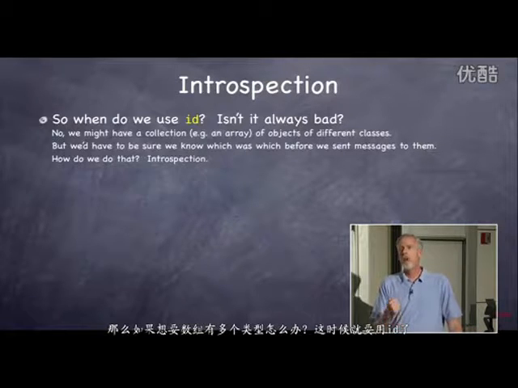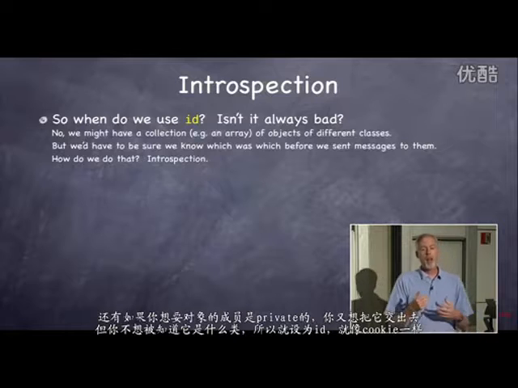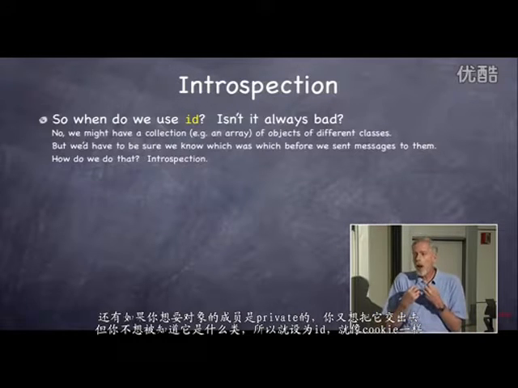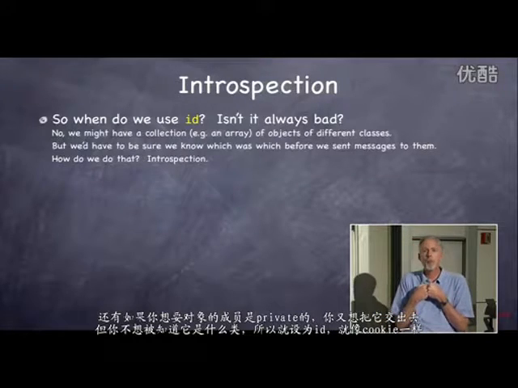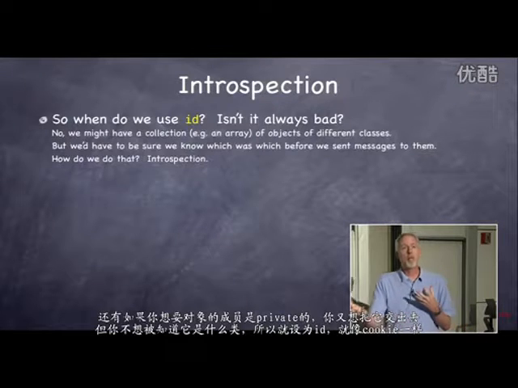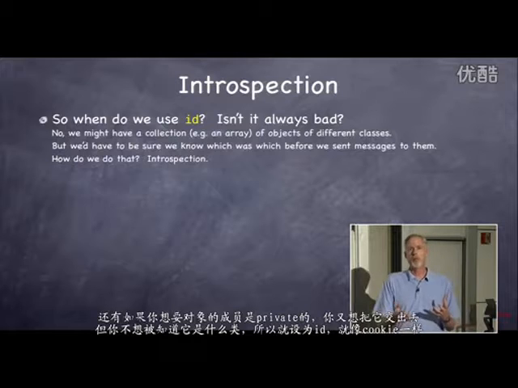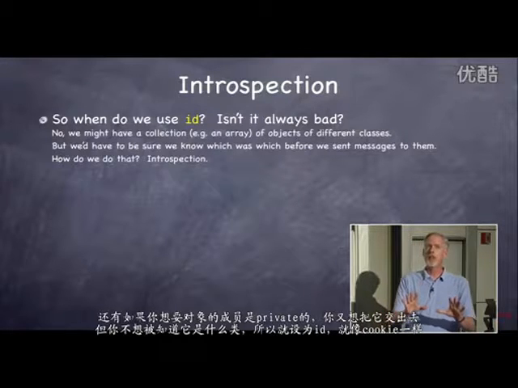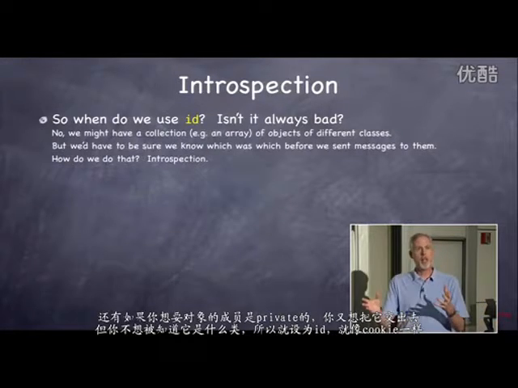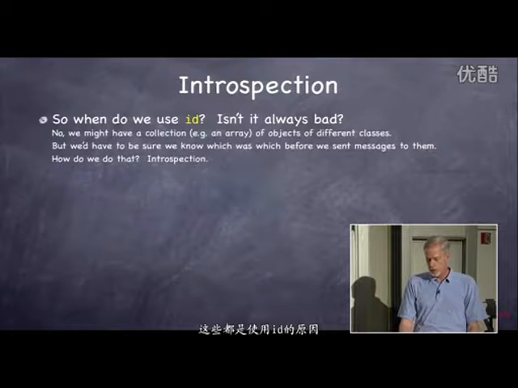So there are good things. Also, what if you had an object that was private to you, is your private implementation, and you wanted to give that object to people, but only so that they could give it back to you later and do something to it. But you don't want them to know what class it is. So you make it id. It's like a cookie then. So there are reasons to have id.